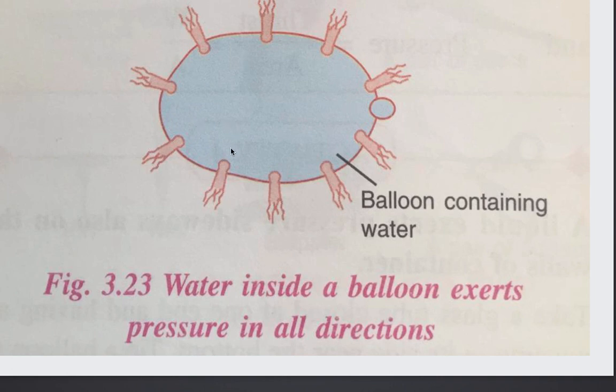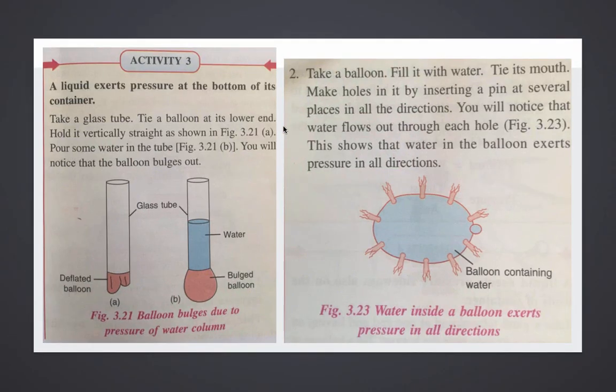Now what happens the moment you make those pin pricks at different positions on the surface of the balloon externally? Yes, the water starts coming out. Is it that water comes out from all the directions wherever you have made the pin pricks? Yes. So water inside a balloon exerts pressure in all directions. That means the pressure exerted by the liquid inside that balloon was the same in all directions. Okay, so this is the second activity.